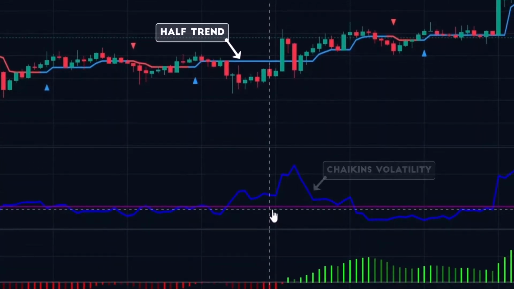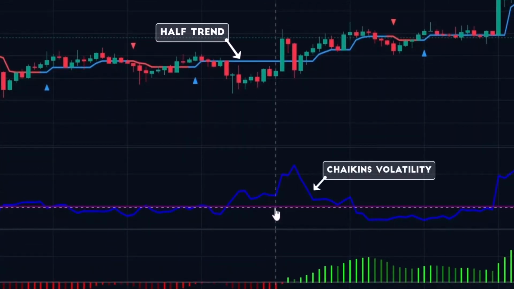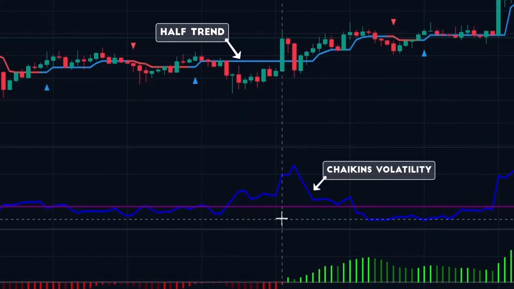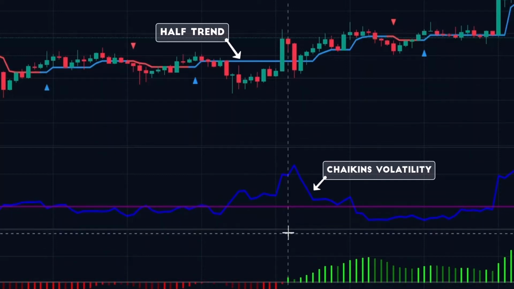Our second indicator, Chaikin's volatility indicator, compares the spread between a security's high and low prices, quantifying volatility as a widening of the range between the high and the low price.